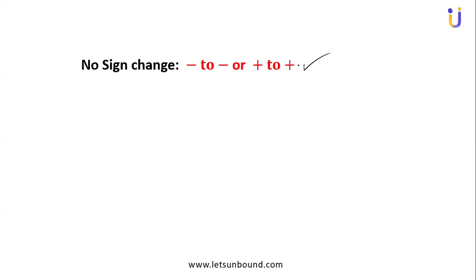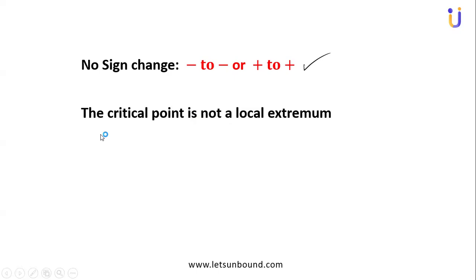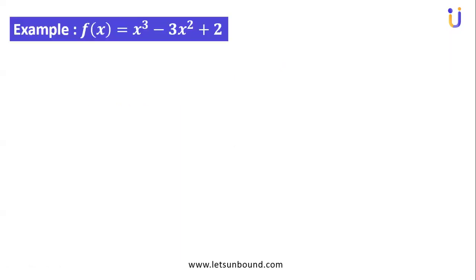What if I have no sign change: minus to minus, or plus to plus? This case can also occur. This is neither a minimum nor a maximum. This critical point is not a local extremum, but we have other words for it. We will learn that. Okay. That's simple. That was 5.4, and here we have an example.